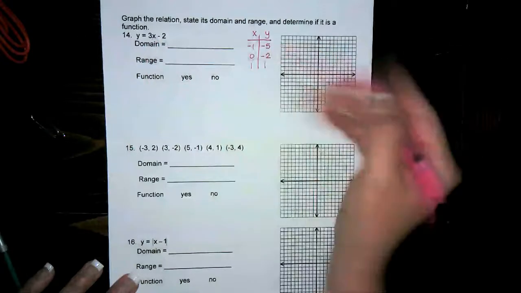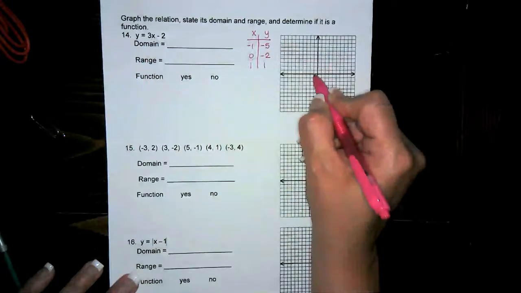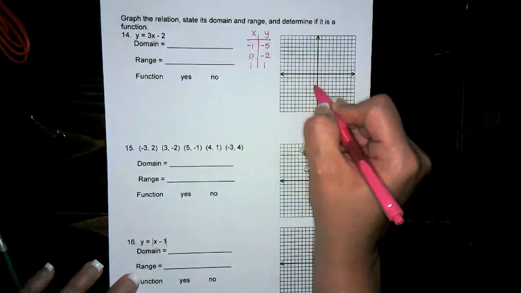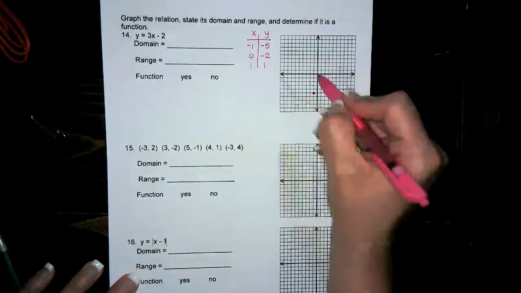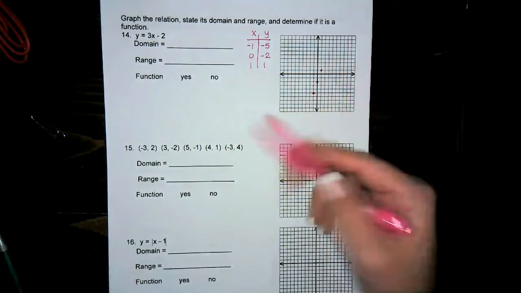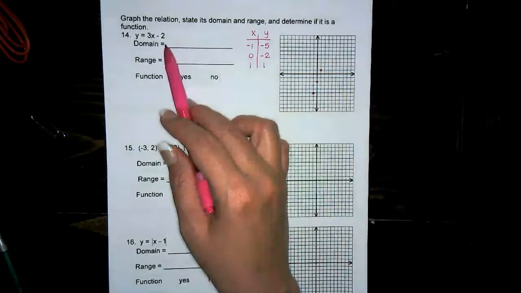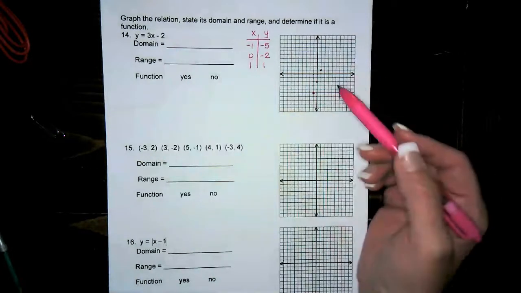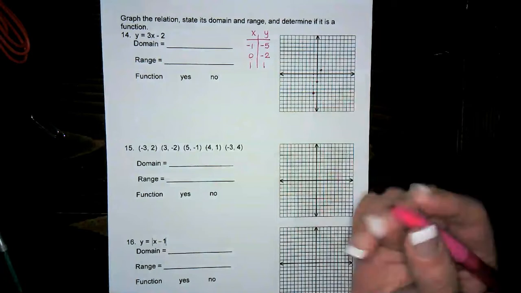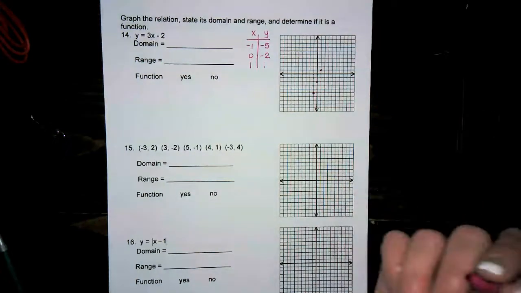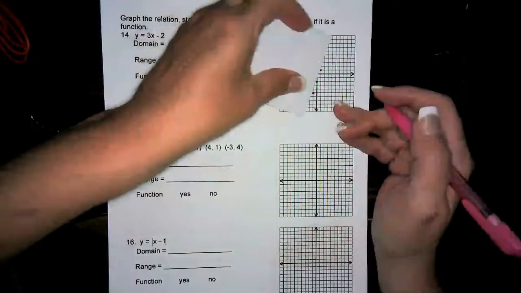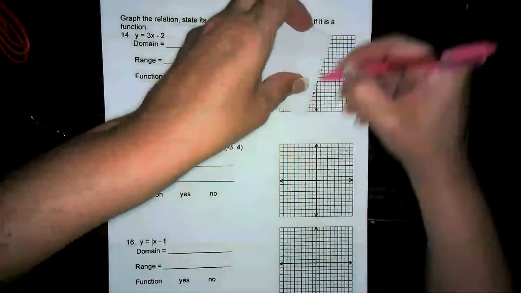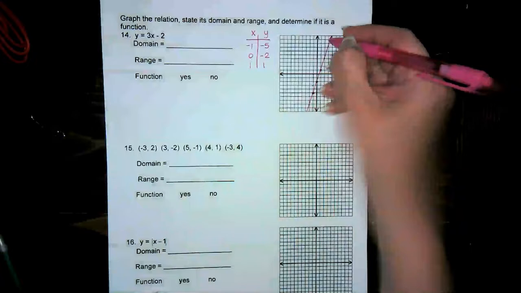So let me plot these. -1, -5. So start in the middle, -1, and then -5. 2, 3, 4, 5. There we go. 0, -2, and then 1, 1. Okay. So this is a line. And so I'm going to draw a line, just using a straight edge that I have here to draw my line. And it continues in both directions.